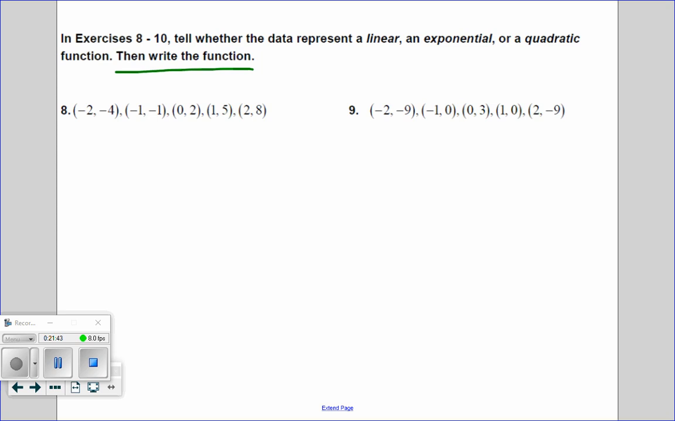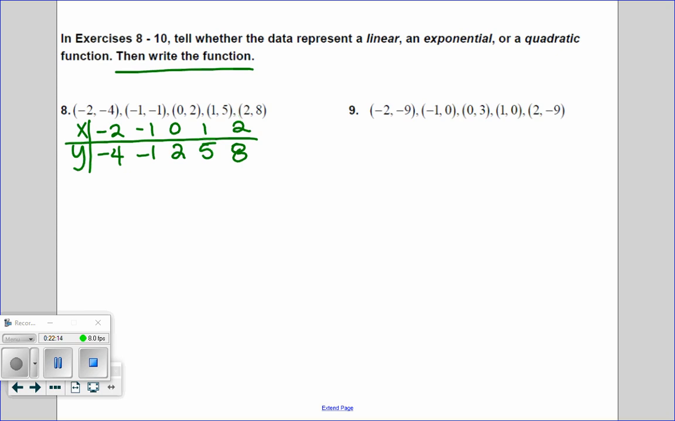First things first, I'm going to start off by just reorganizing this because I do really think it helps me. I'm not going to require it, but I do think it helps. So I'm going to list my x coordinates, -2, -1, 0, 1, 2. And I'm going to list the corresponding y's, -4, -1, 2, 5, and 8. I just think it's a lot easier to work off of that.